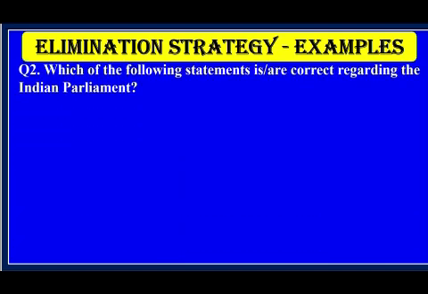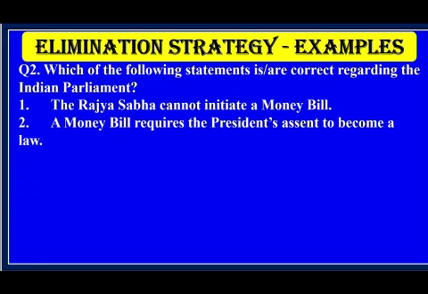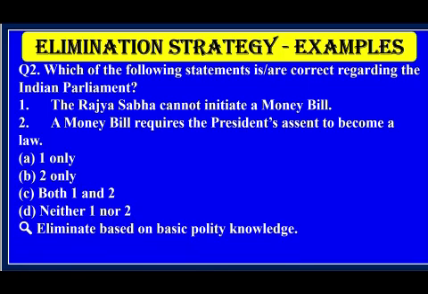Question number 2. Which of the following statements is correct regarding the Indian Parliament? The first option, the Rajya Sabha cannot initiate a money bill. The second option, the money bill requires the president's assent to become a law. For this, you should know the Rajya Sabha cannot initiate the money bill, because only the Lok Sabha has the authority to initiate a money bill. So the Lok Sabha is more powerful than the Rajya Sabha. So definitely you know that option 1 is right.